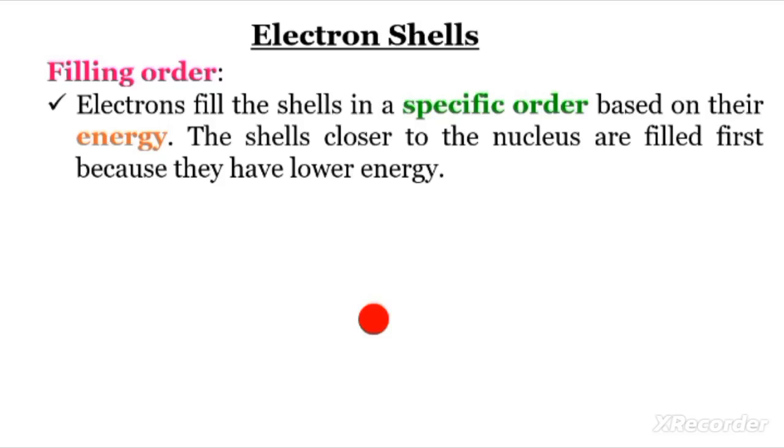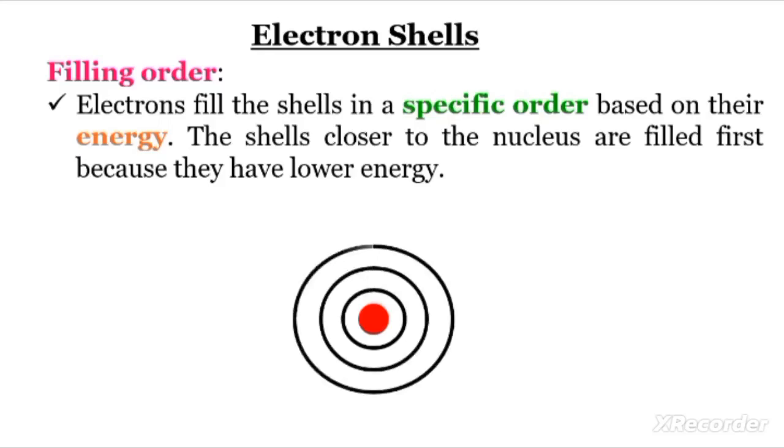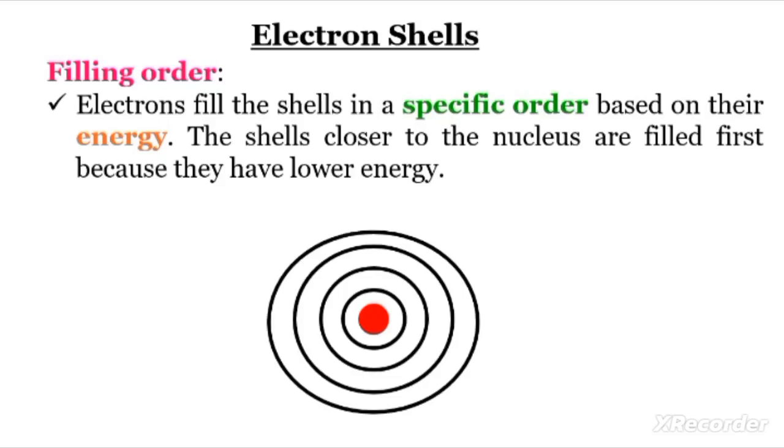So we have the nucleus, and the nucleus is surrounded by shells. We have the first shell, the second shell, the third shell, the fourth shell. Okay, so this shell, which is the shell that is close to the nucleus, has a low energy level or low energy.